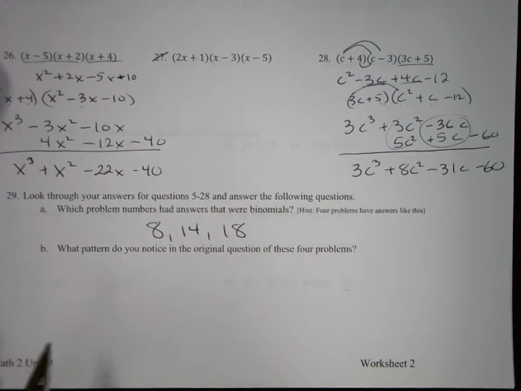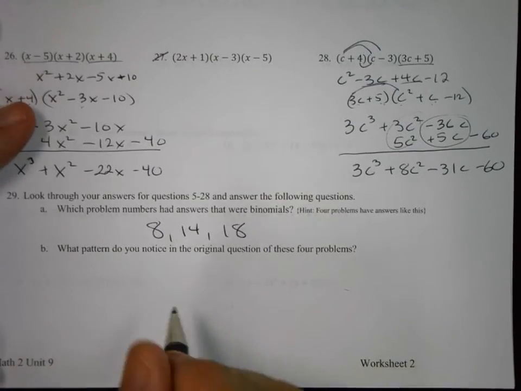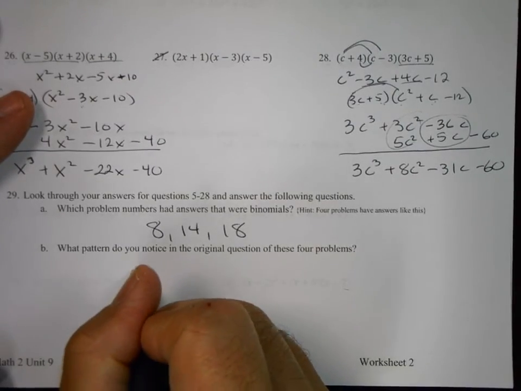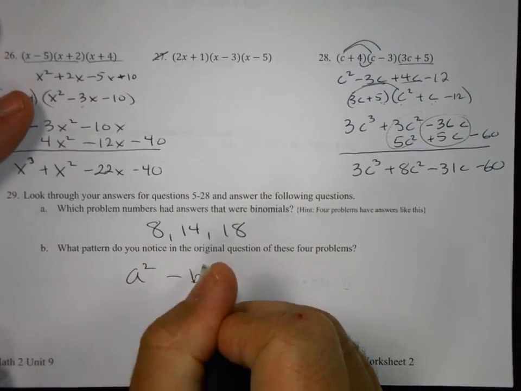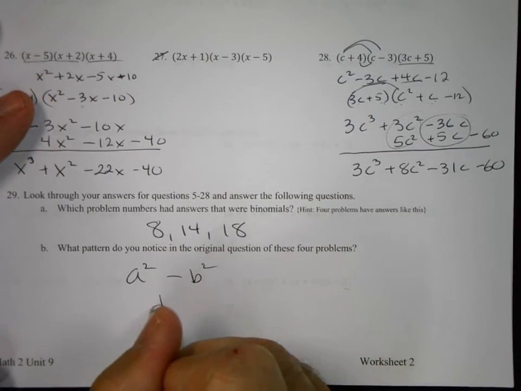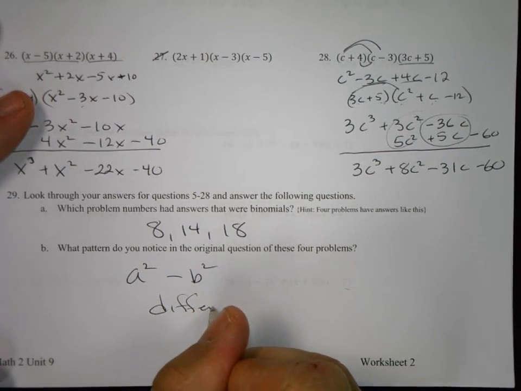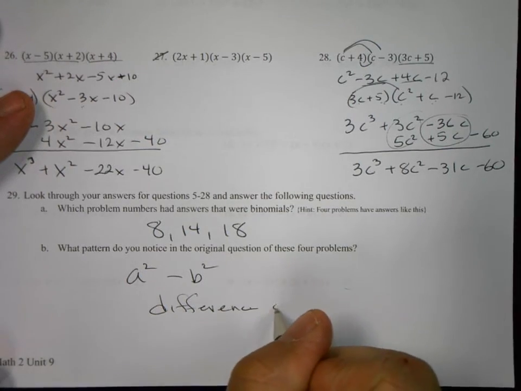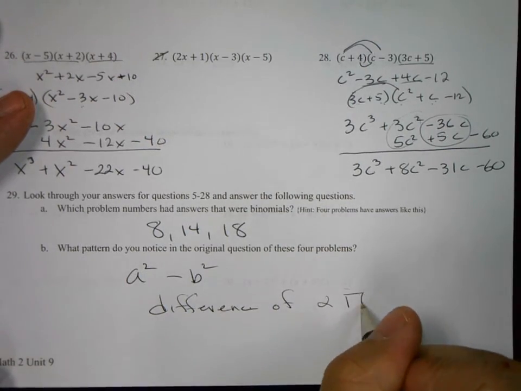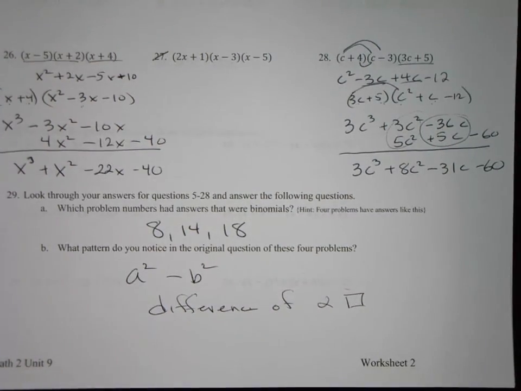And how do we know? Because the middle terms canceled out. And if you think of it, it's basically a squared minus b squared are the answers. Remember I said that was the difference of two squares. All right, nicely done.